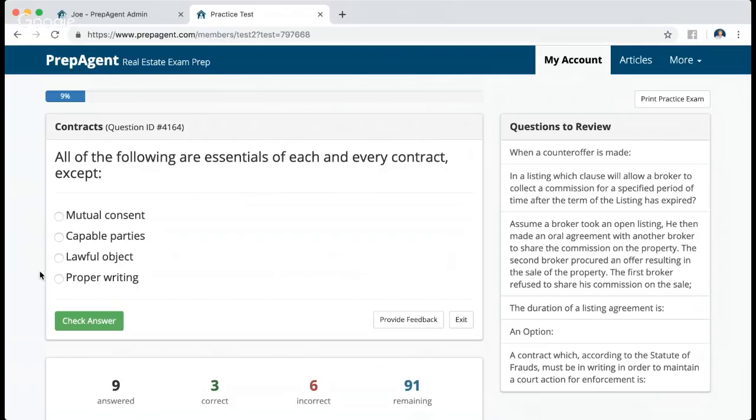I guarantee every single one of you is going to Google that song now. And you should. It's amazing.